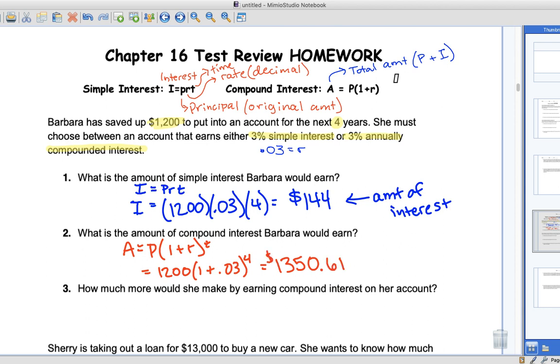$1,350.61. Go back, reread the question. What is the amount of compound interest? Very good, Avatar. You have to subtract what? Original amount. The principal or the original amount. So yeah, we're gonna have to go back and subtract out the $1,200 that we started with to find just the amount of interest earned. Yeah, $150 and 61 cents.